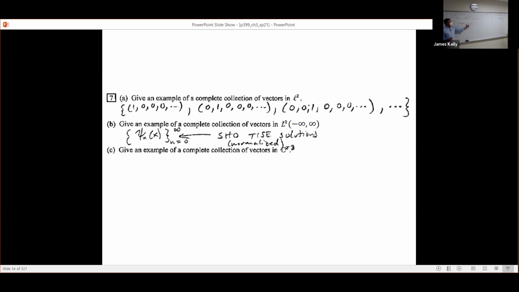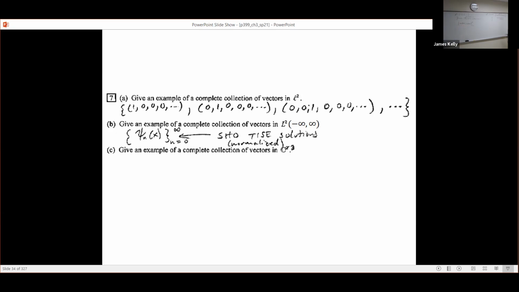Now, what about these functions? Are these functions elements of capital L2? Are they square integrable functions? Do they have a finite integral from minus infinity to infinity when you take the magnitude squared of this function? No, there's an infinite area under this curve and this one. So it seems like we're in a little bit of trouble there with those functions. They're actually not elements of capital L2.